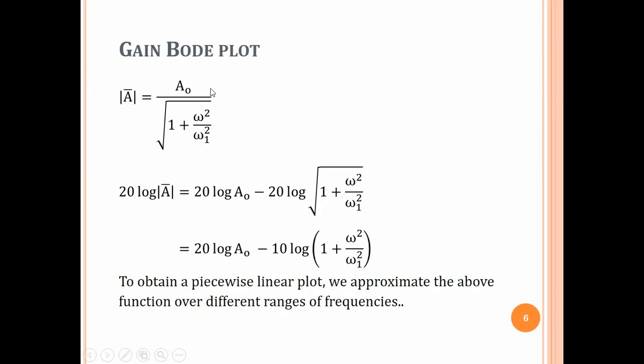All right, so let's do the Bode plot. This is our transfer function. We take 20 log of both sides, so we get 20 log of A equal to 20 log of A0 minus 20 log of this quantity in the denominator. And when you take the square root out, we can write this as minus 10 log of 1 plus omega squared by omega 1 squared. What we want to do is plot this 20 log of A as a function of log of omega. The way we plot this is we'll approximate this expression for various ranges of frequencies.